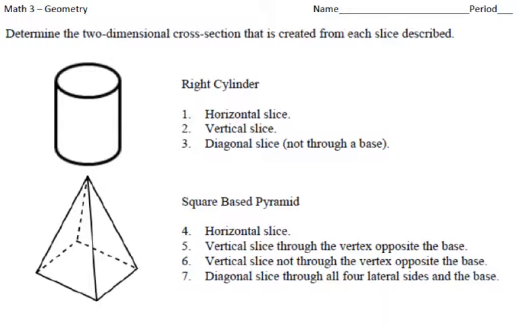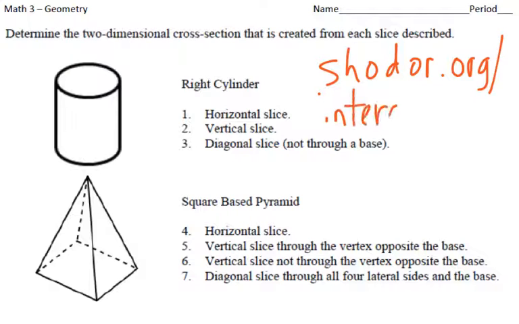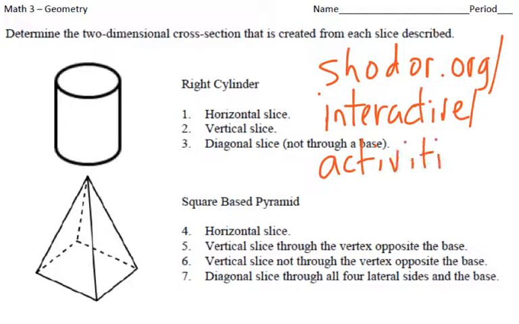Math 3 geometry homework. To help you out with this, you'll want to go to the shodor.org website. I want to say it's interactive/activities, and then there's one for two-dimensional cross sections. I think you can search from a list. It's like the cross-section flyer.